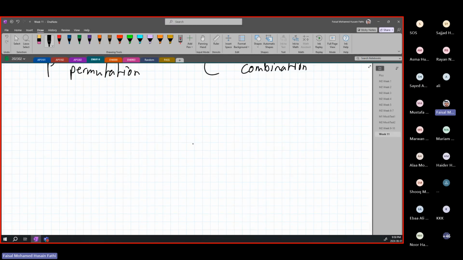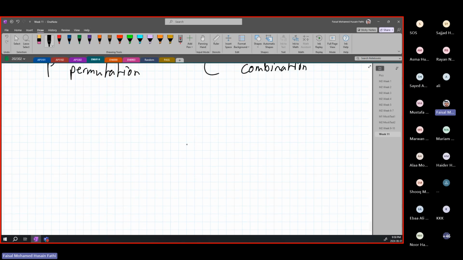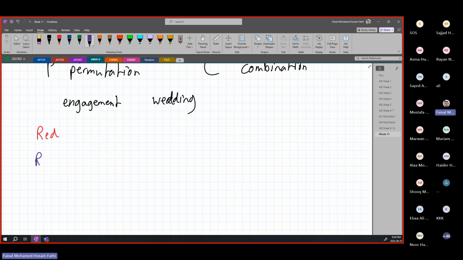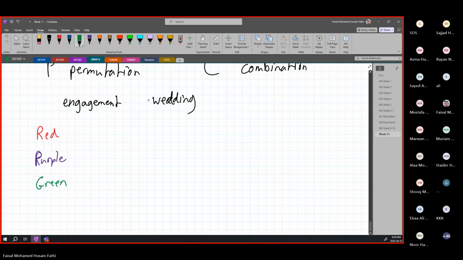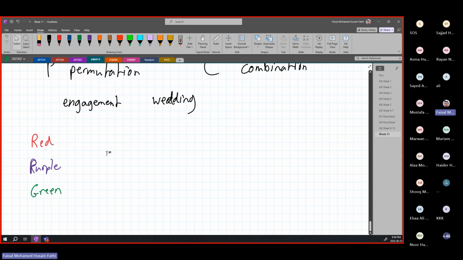Tomorrow there is a wedding, okay? Well, tomorrow the engagement and the day after, the wedding, for example. So the first day is the engagement, and then you have the wedding. And you have 3 dresses to choose from. You have a red dress, you have a purple dress, and you have a green dress. So you want to choose from these 3 different dresses.